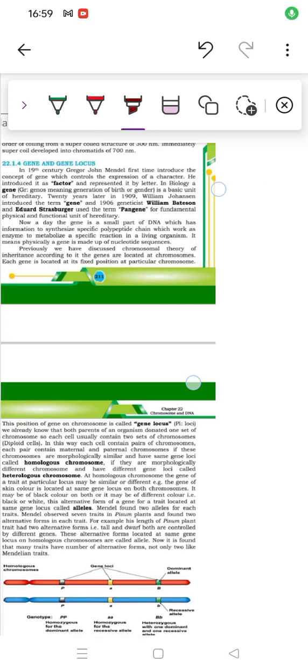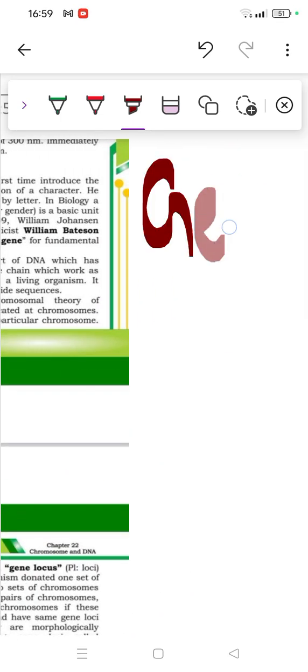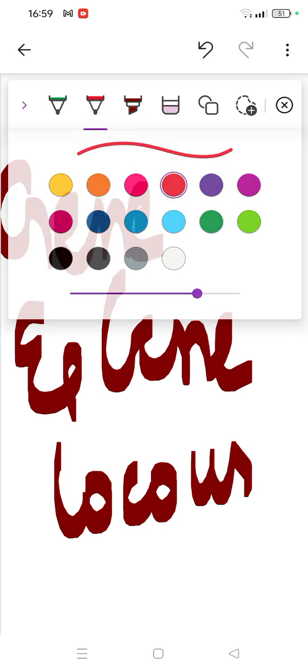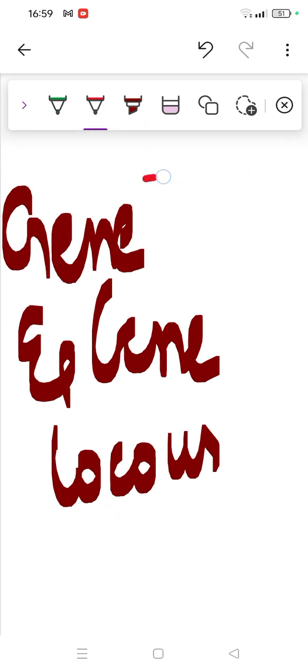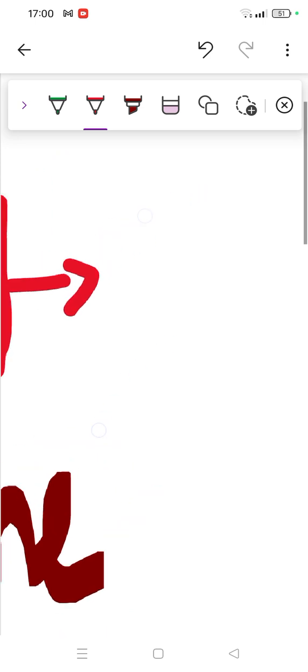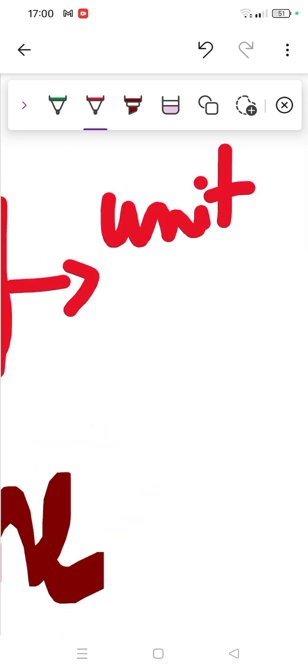Okay, so today we are going with another interesting topic, which is about gene and gene locus. Quite interesting, we'll cover everything here. Before that, gene, I'm sure you would know, is simply a unit of heredity, and you'll find a better definition in the book.